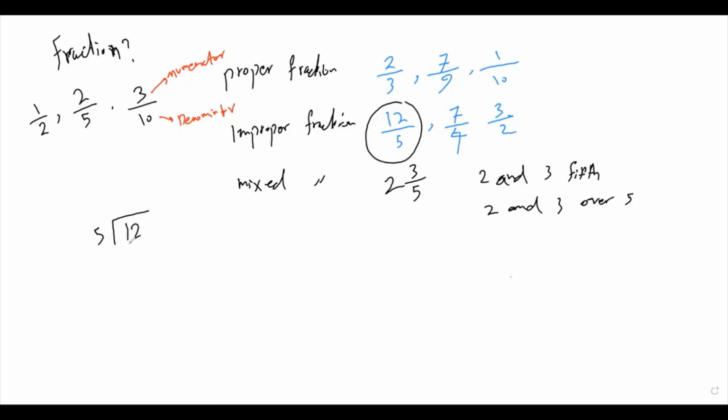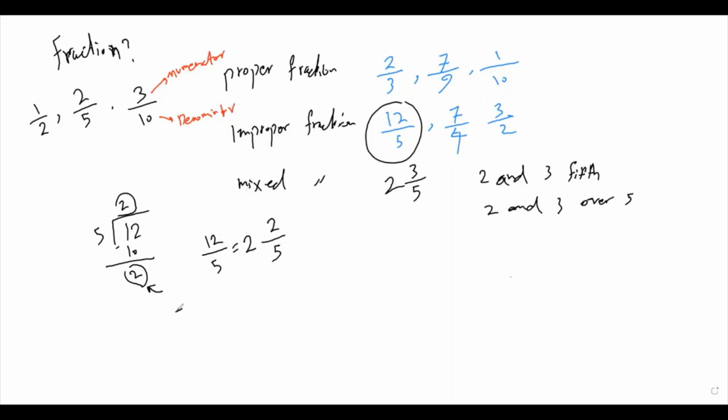How many 5s go into 12? The maximum would be 2. We have 10. You subtract it, you get 2. So this is my remainder. This 2 is the whole number that I was looking for. So 12/5 is equal to 2, and the 2, the remainder, goes in the numerator, on top. And here, 5. 2 and 2/5.